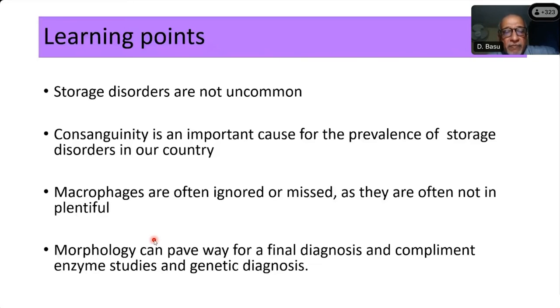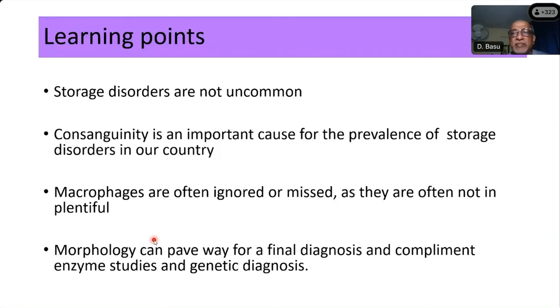Sir, there is one question. How does the pearl stain help in these cases? Yeah, pearl stain is useful because Gaucher cells are highlighted by pearls. They are often pearls positive, not the others. PAS stain is good for Gaucher. PAS stain is negative in the lipid storage ones.